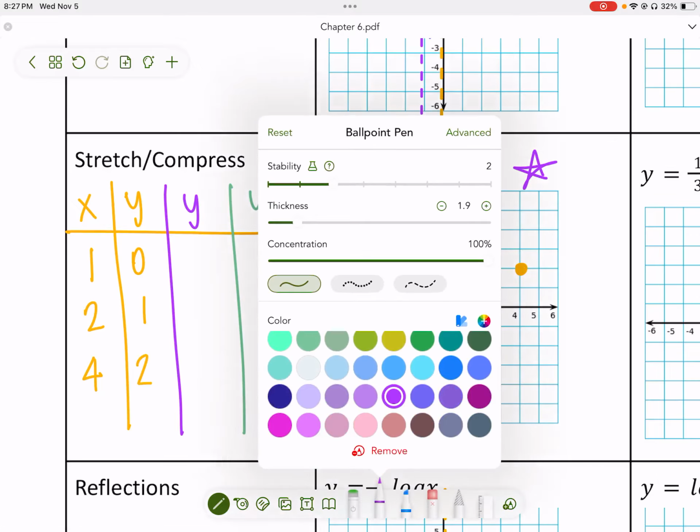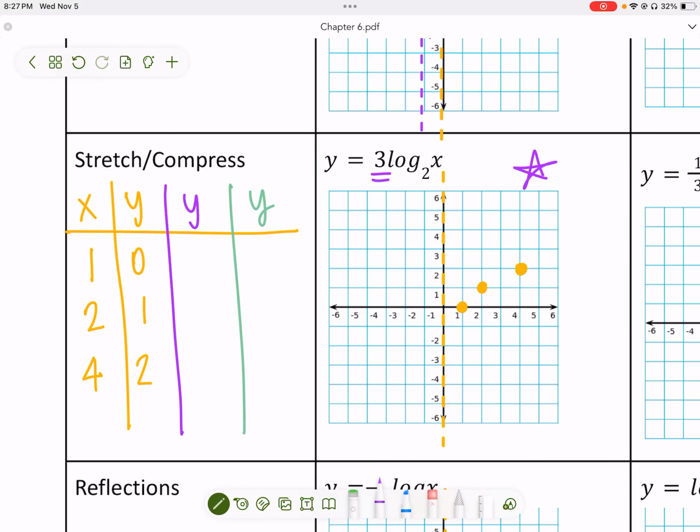Now for my 3, that's a stretch. So I'm multiplying my y value by 3. So 0 times 3 is still 0. 1 times 3 is 3. 2 times 3 is 6. (1, 0) does not change. My 1 is going to bump up to a 3. And my 2 is going to bump up to a 6. So we are going to elongate quite rapidly.